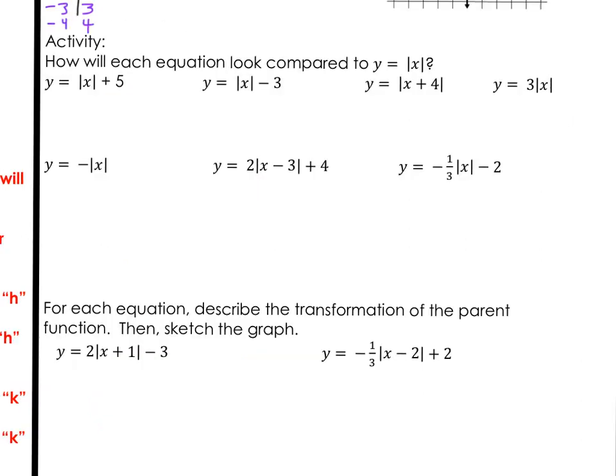Over on the right, it says how will each equation look compared to y equals absolute value of x. So all 7 of these equations are transformations. Thinking about just the parent function, in that first example, we have absolute value of x plus 5. That plus 5 is after the absolute value, so that's the k value in the transformation. It's positive 5. That means the graph will shift up.